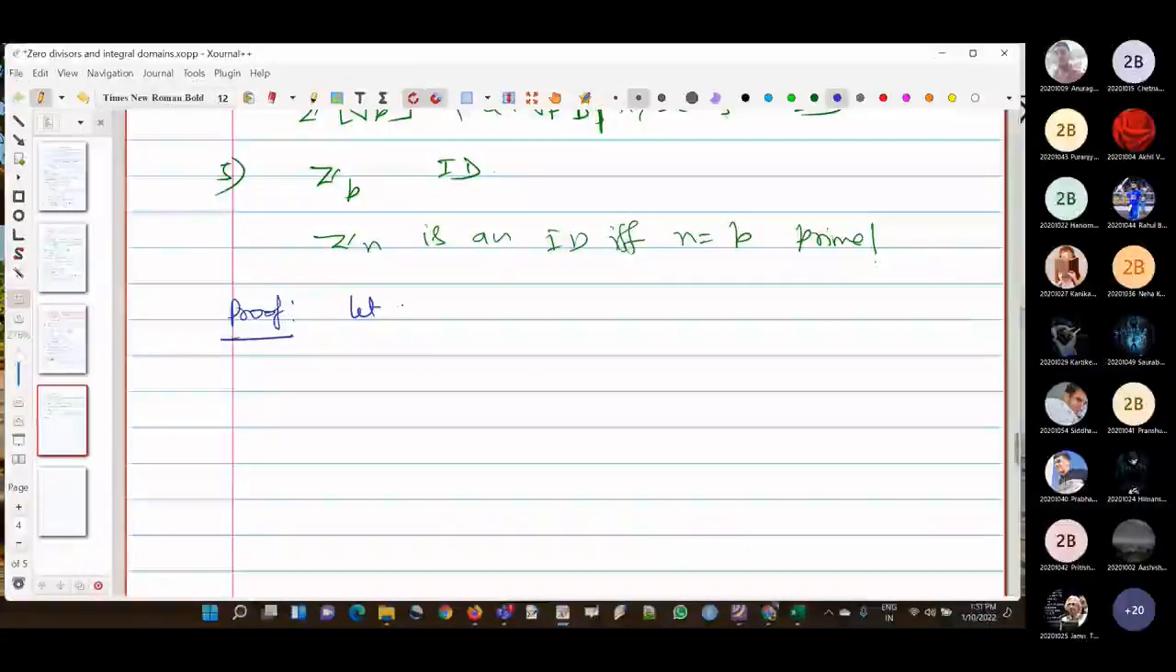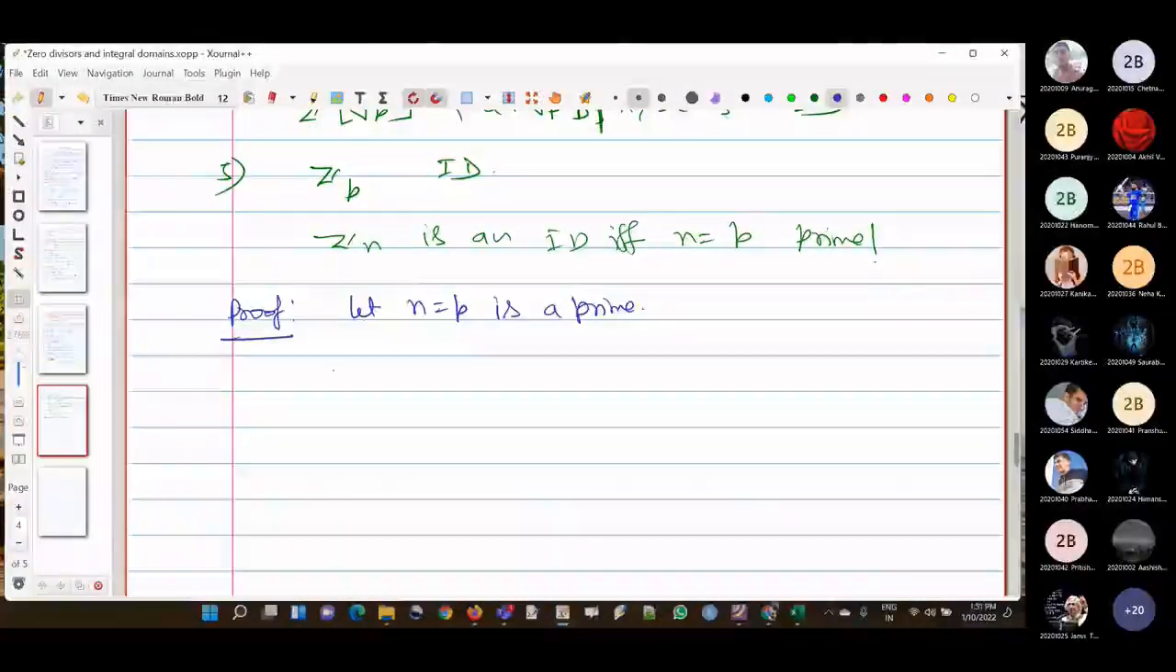So let us assume n equals p, where p is a prime. Okay. So what we need to prove? We need to prove that Z_p is an integral domain. So to prove that Z_p is in fact an integral domain, we need to show that Z_p has no zero divisor. All right, Z_p has no zero divisor.